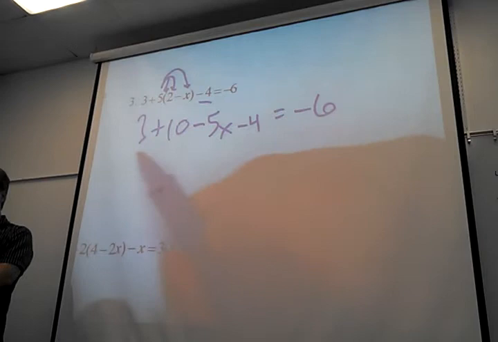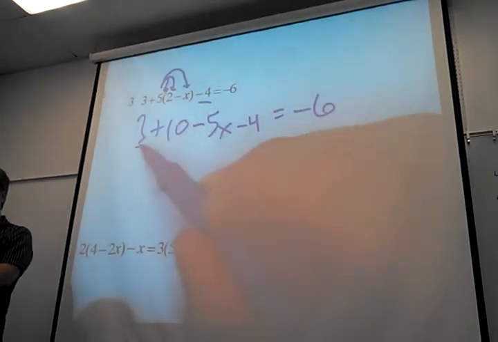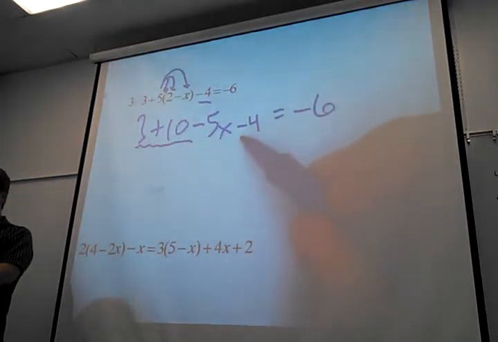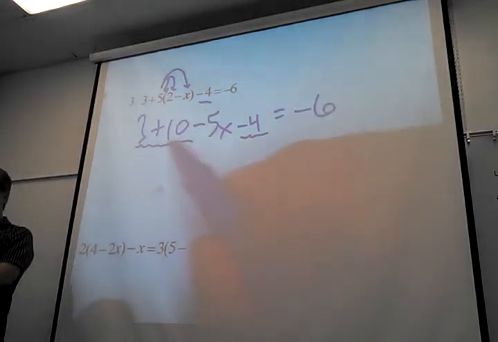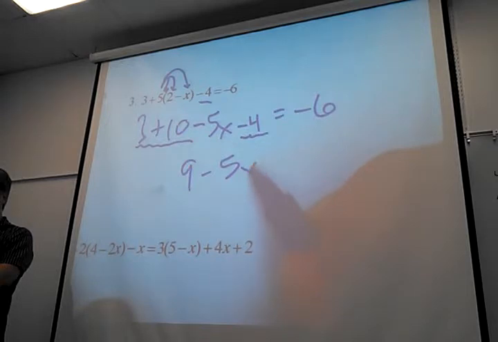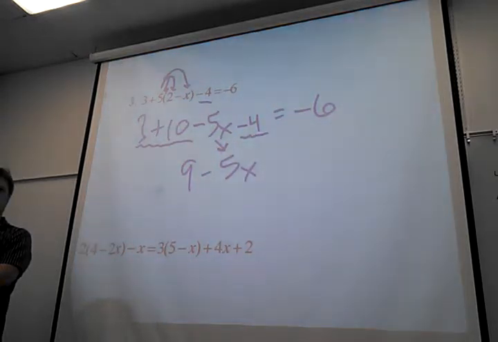What can you do on this side here? 13. Yeah. 3 plus 10 is 13. Minus 4, 9. So I put all my numbers together. 13 minus 4 is 9. The minus 5x is still there. Yes. Equals 4.